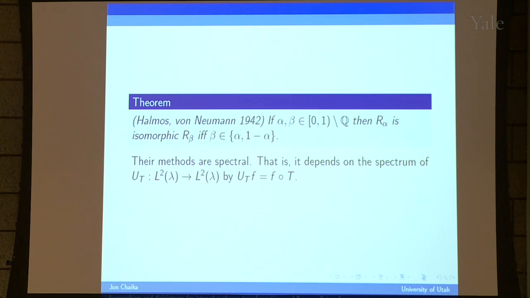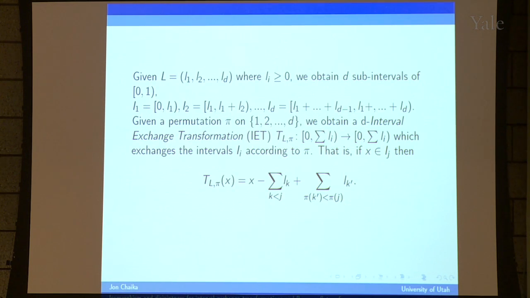Great. Okay. So here's the definition of an IET. What do you do? You take an interval and you chop it up into d pieces of different lengths. So the lengths are L1 out to Ld. And the third interval starts where the second interval ended. So that's the idea behind this. And then you exchange them according to an order. So your point lies in some interval, and you subtract off the intervals that started before it, and you add in all of the intervals that are sent before it by a permutation. Okay, so that's the definition.